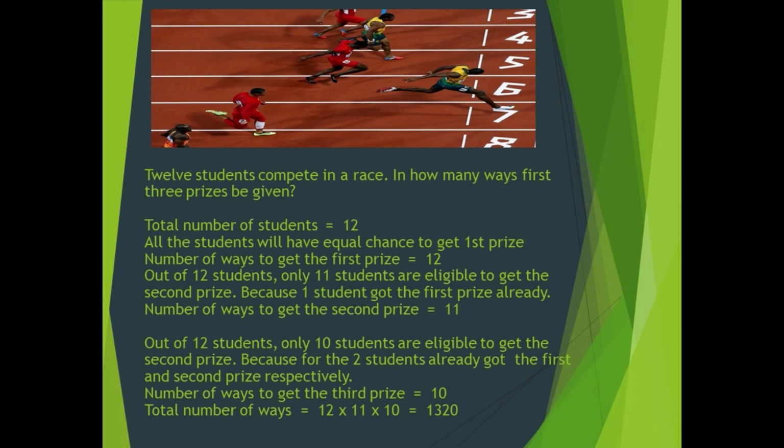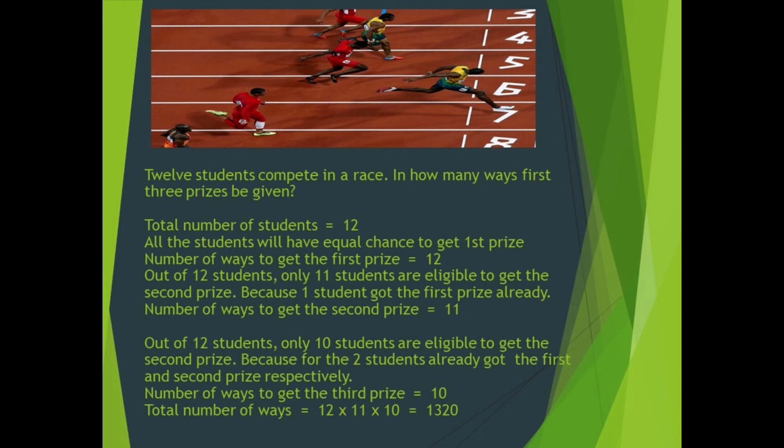All of the students will have an equal chance to get first prize. So, how many choices do we have for the first prize? How many students? So, we have 12. Out of 12 students, only 11 students are eligible to get the second prize. Why? Why only 11 after we select the first prize? Because one student got the first prize already.